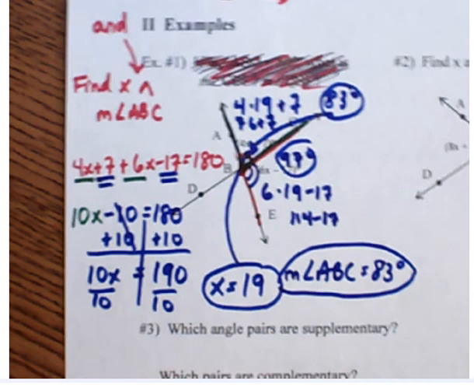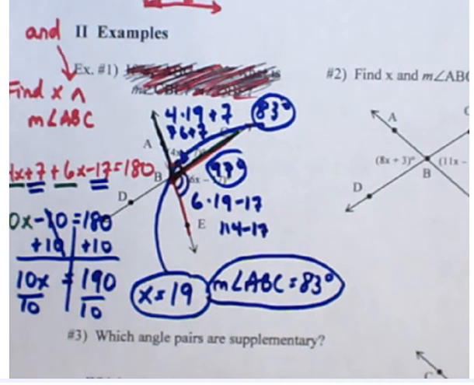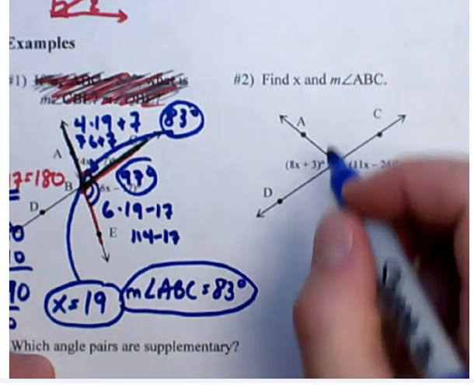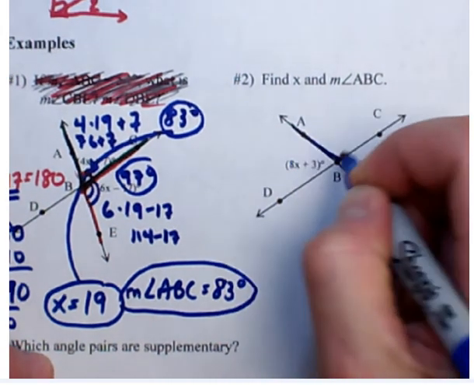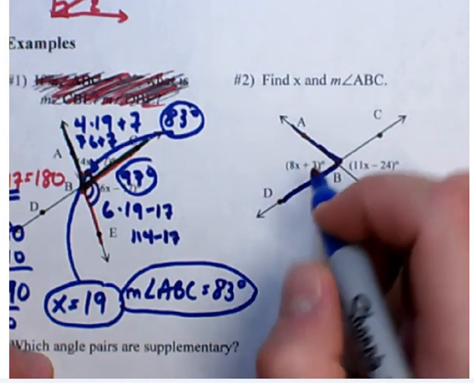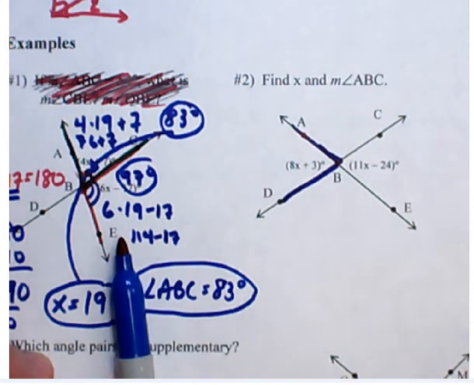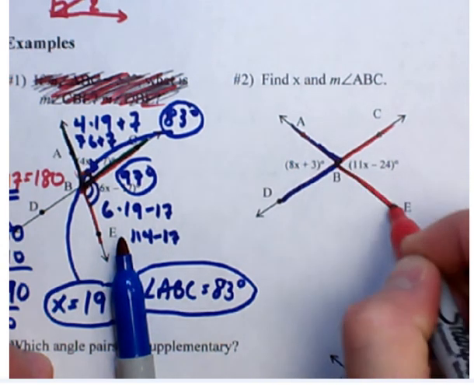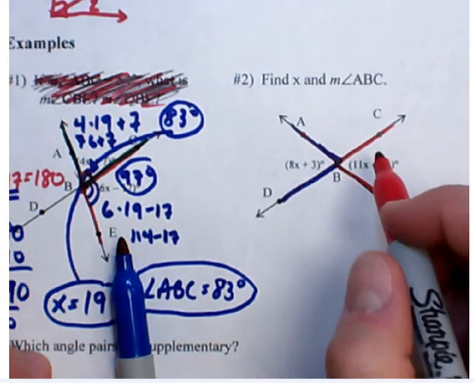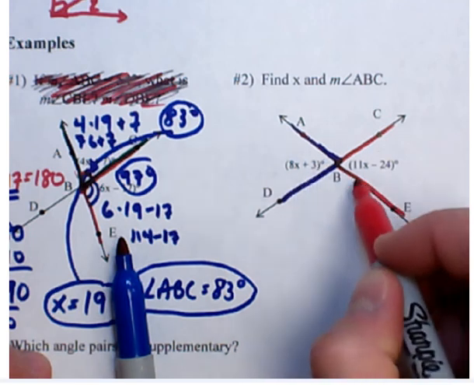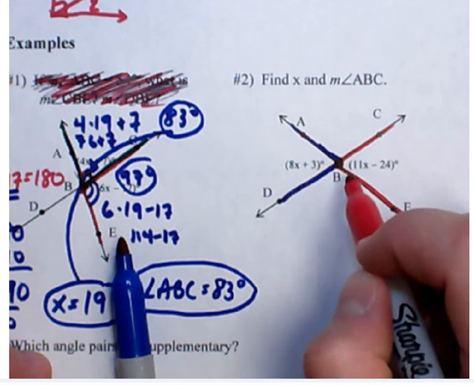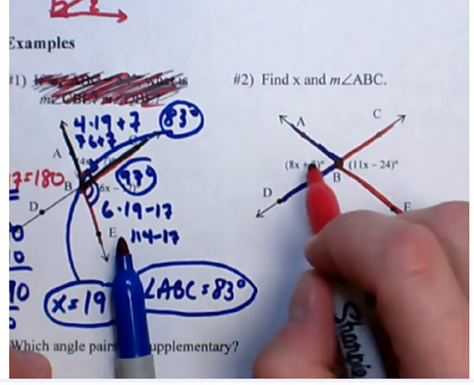Okay, we got it. Now, number 2, very similar problem, except now look at where the angles are. Angle ABC, or I'm sorry, angle ABD is 8x plus 3 degrees. Angle CBE is 11x minus 24 degrees. The two lines intersect, but this time all they have in common is the vertex. They're not adjacent. So these are not 180.